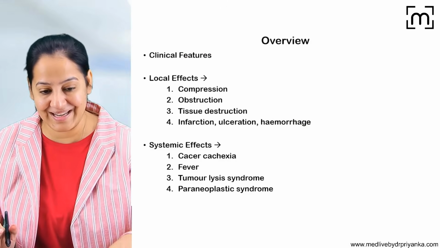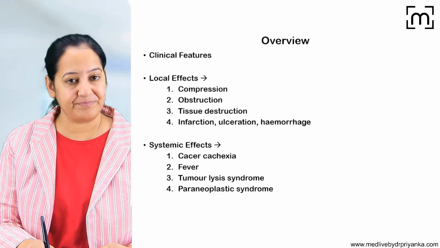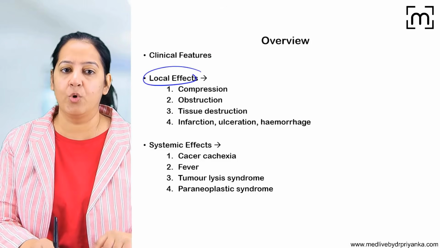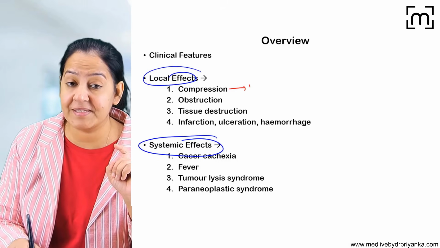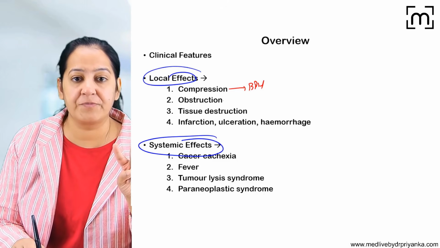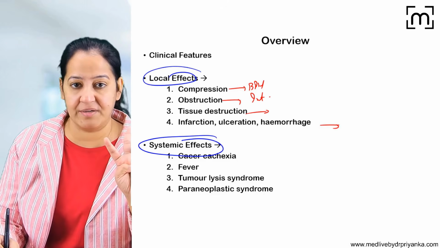So we have seen all the clinical features of the cancer, in which we divided the cancer clinical features under 2 headings, the local effects and the systemic effects. In the local effects, we have seen the compression. The best example is BPH. The second is obstruction. The best example is intestinal obstruction, tissue destruction, infarction, ulceration.